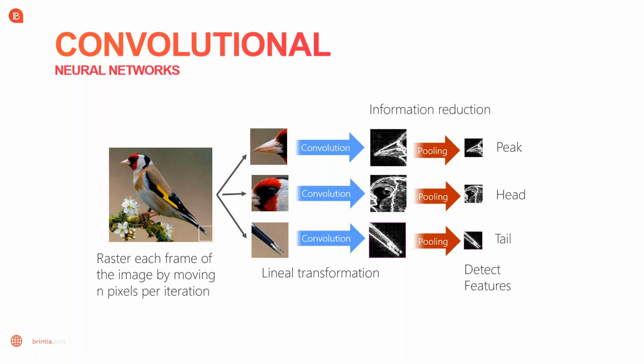We repeat the steps some times. We can detect features, for example, beak, hair, tail, and finally, if the picture has a beak, hair, and tail, we can say that it is a bird.